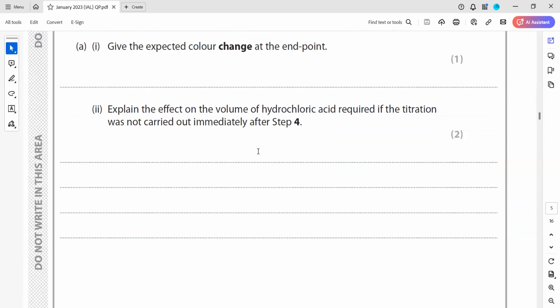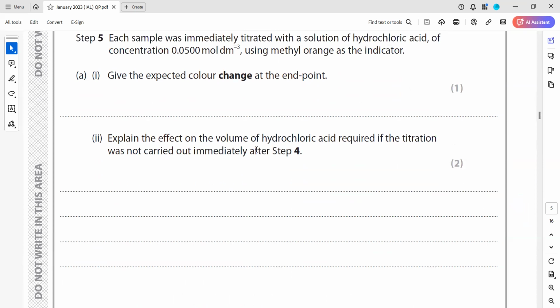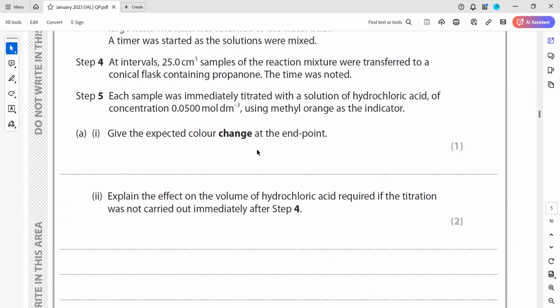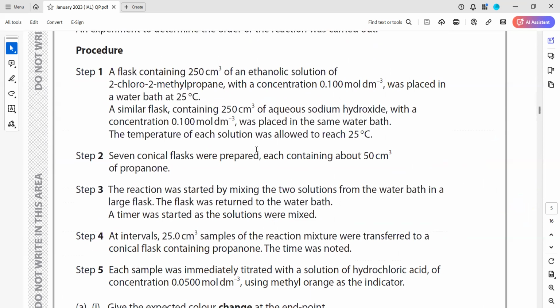Explain the effect on the volume of hydrochloric acid required if the titration was not carried out immediately in step 4. So what actually is happening here? The main purpose of adding propanol is to slow down the reaction, like it is quenching. But if we don't carry out the reaction instantly, then what will happen? The sodium hydroxide which was used here will react with 2-chloro-2-methyl propane. So there will be a reaction between them.